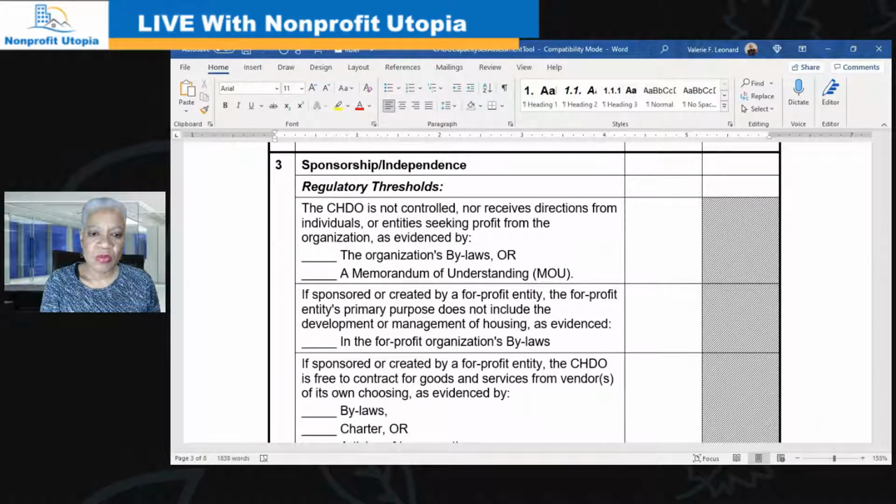All right. So when we look at independence, right? The regulatory thresholds, meaning what HUD's requirements are, is the CHOTO is not controlled. It doesn't receive directions from individuals or entities seeking profit from the organization, as evidenced by your bylaws or your MOU. All right. And one way to prove that is to show that you have the language in your articles of incorporation, and it should also be in your bylaws, that is taken directly from the IRS, which is another federal government agency, that indicates that no profits are coming to any member of the organization.